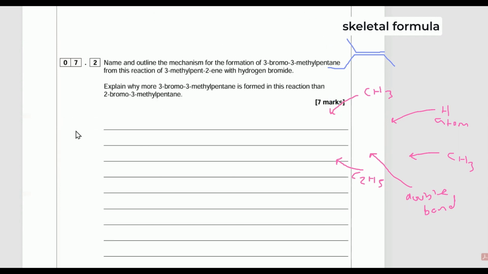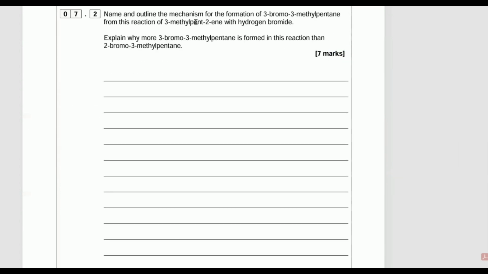Okay, we're down to 7.2. Name and outline the mechanism for the formation of 3-bromo-3-methylpentane from the reaction of 3-methylpentene with hydrogen bromide. Explain why more 3-bromo-3-methylpentane is formed in this reaction than 2-bromo-3-methylpentane. And this is worth 7 marks, so let's get into it.